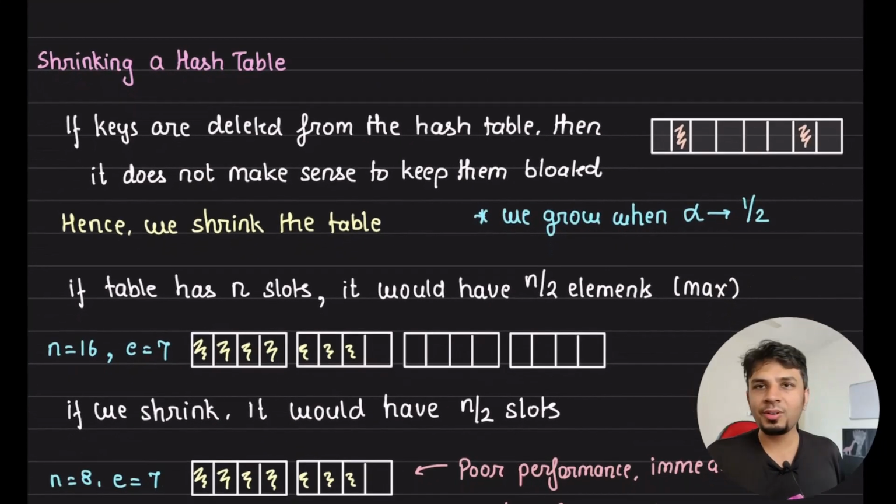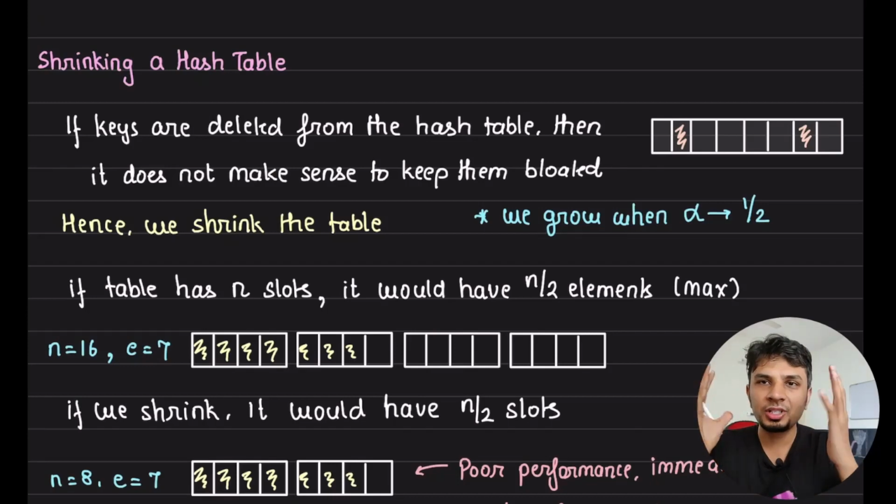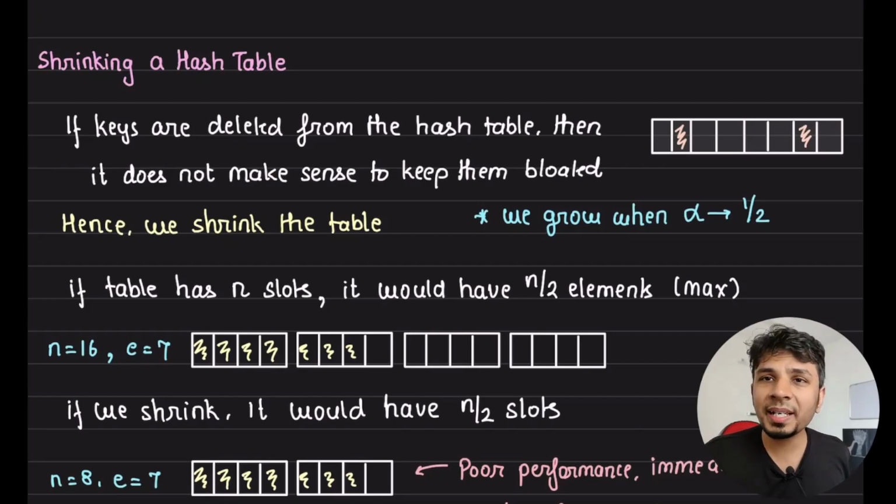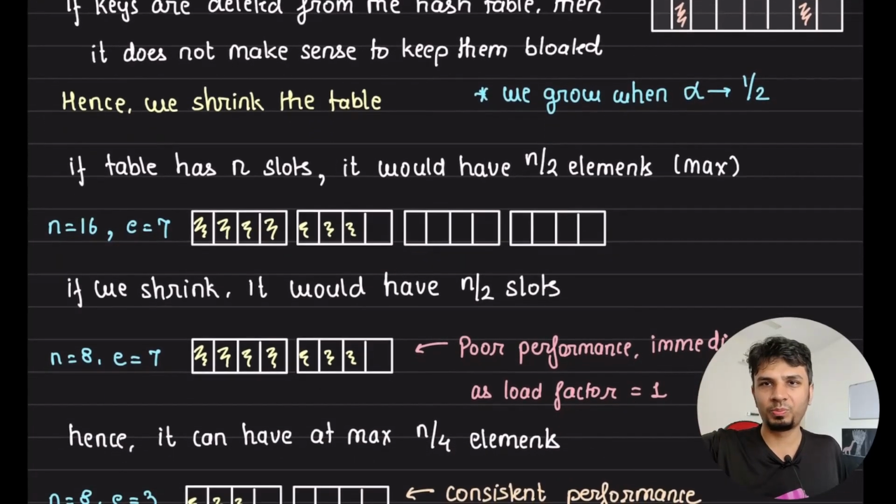Okay. Now, as part of the conclusion, we'll take a look at shrinking of a hash table. If the keys are deleted from the hash table, then it does not make sense for us to keep it bloated. Let's say a hash table only has one value and you have allocated 128 slots. It's stupidity, right? You have to reduce it. It does not make sense to keep that bloated, so we have to shrink it.